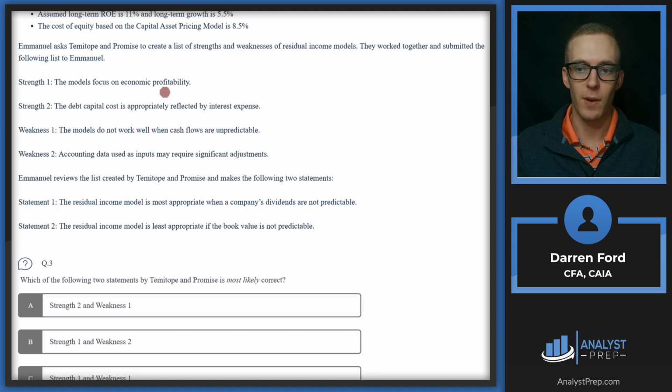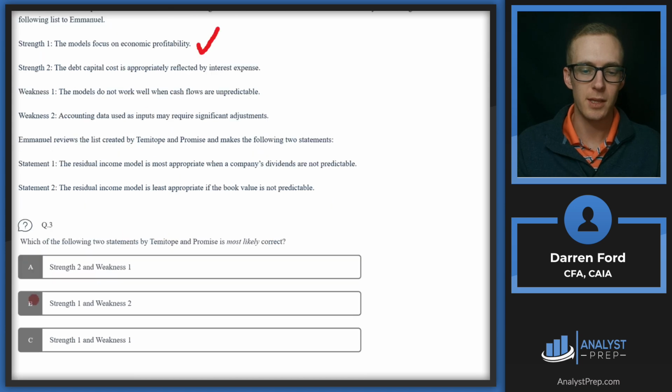That is correct. As we detailed in the last couple questions when we were doing the calculations, they take into account profitability after the cost of capital, which is the definition of economic profitability. So we can give that one a check mark. We see in these answers we've got strength 1 in B and C, so we can likely go ahead and cross off A here.